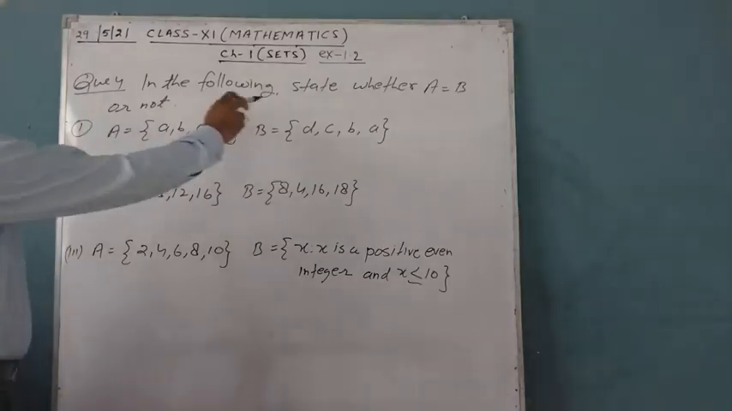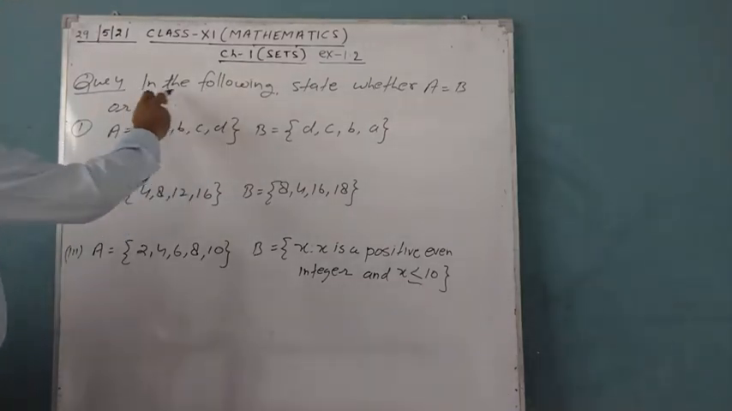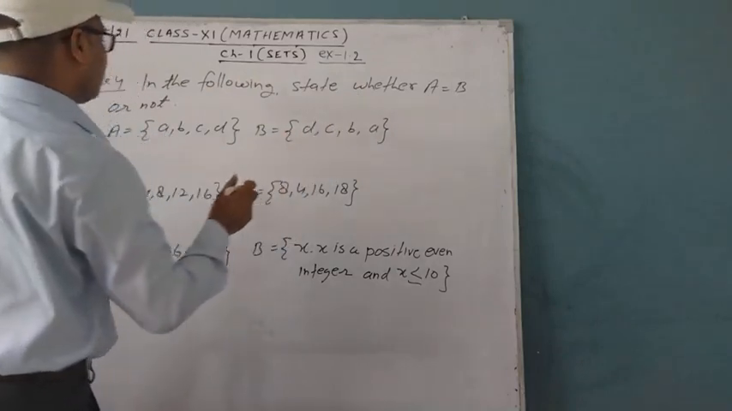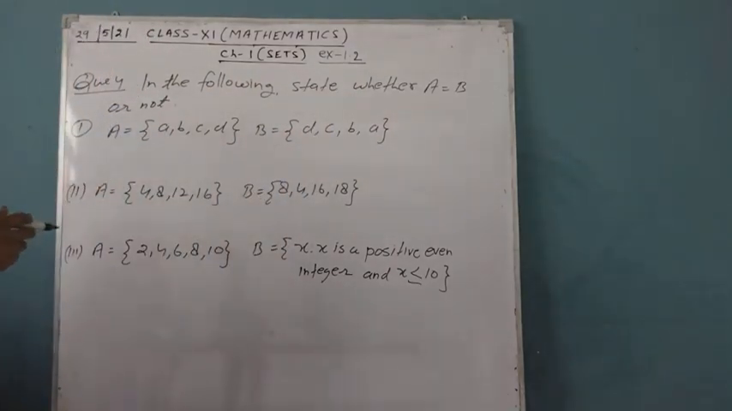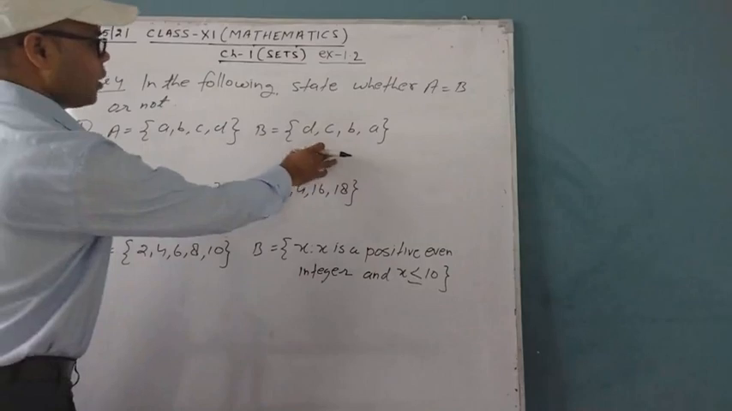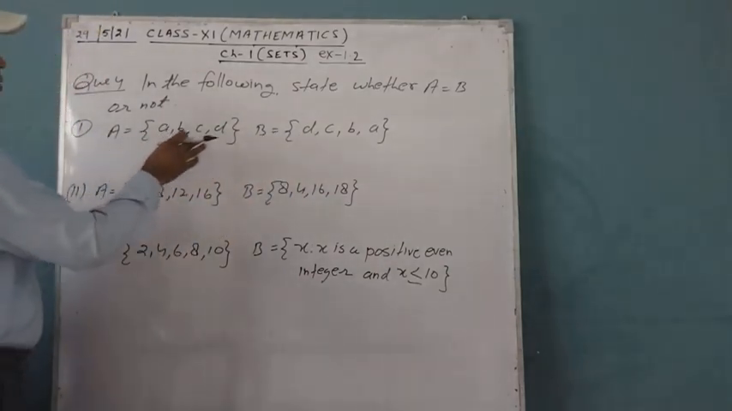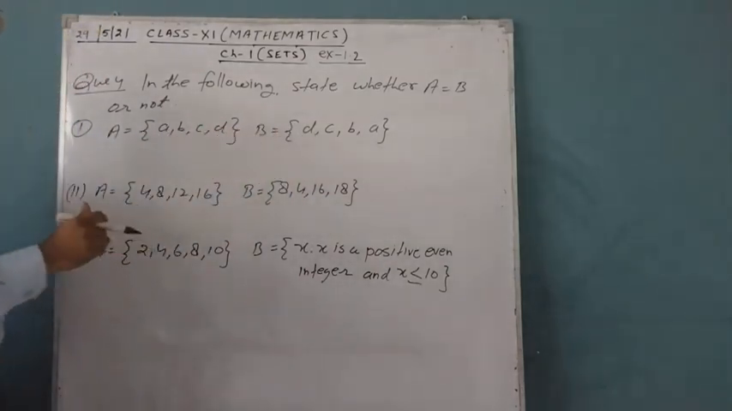Now students, question number 4 of exercise 1.2. In the following, state whether A is equal to B or not. It means you are given two sets, and you have to check whether the sets given to you are equal or not.